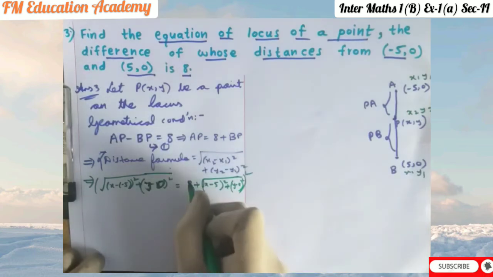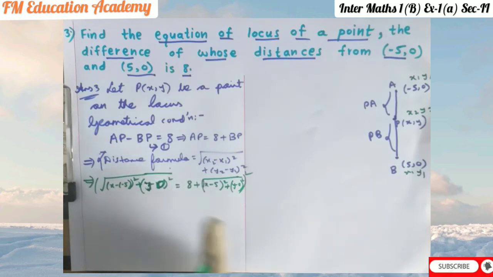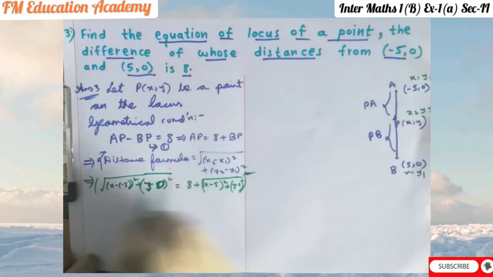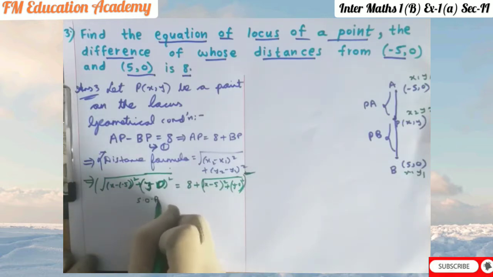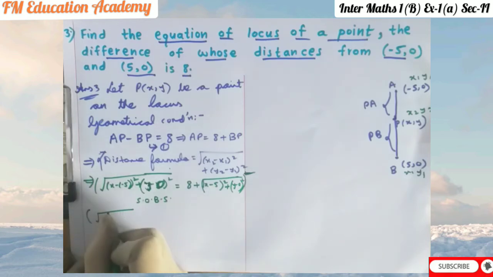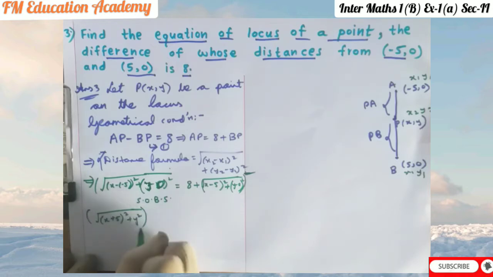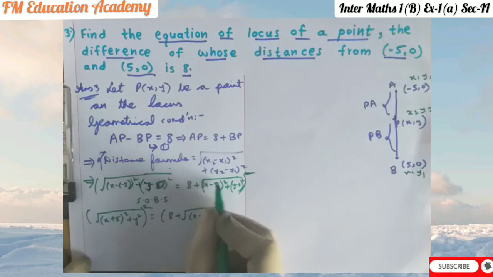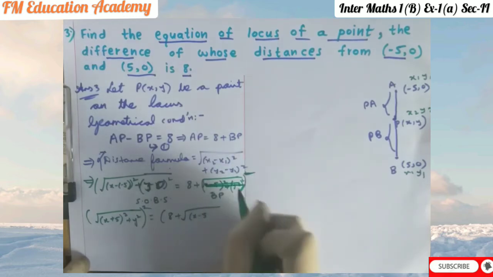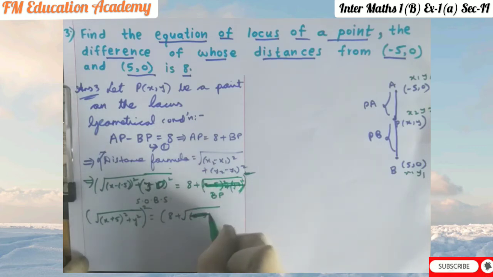Now here if we square on both sides, we'll be able to remove the root, right? So we'll square on both sides. How to square on both sides? Root of x minus into minus is plus, so (x plus 5) whole square plus y square is equal to (8 plus root of x minus 5...). First we'll not open this BP, let this BP be BP only, okay? We'll open it at a later stage, because if we open it now it will become complicated. So (8 plus BP) whole square.